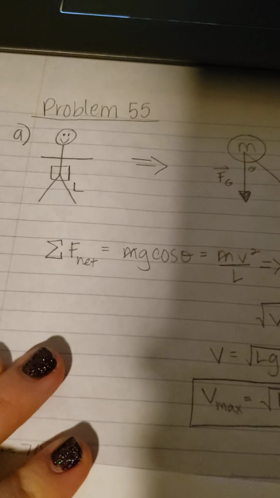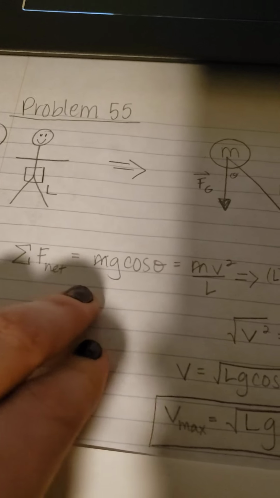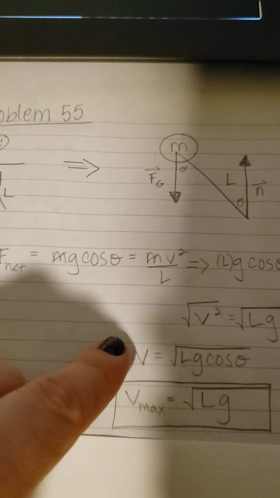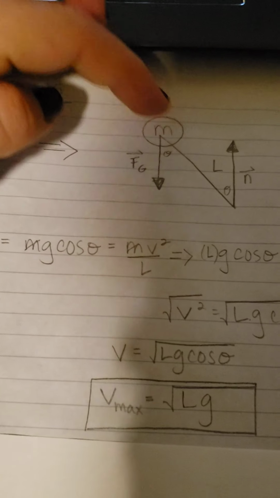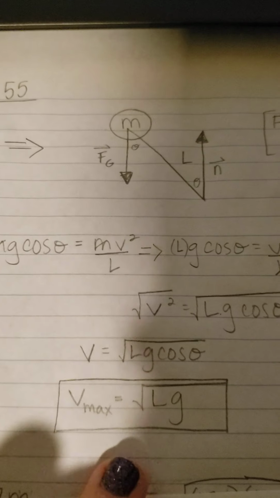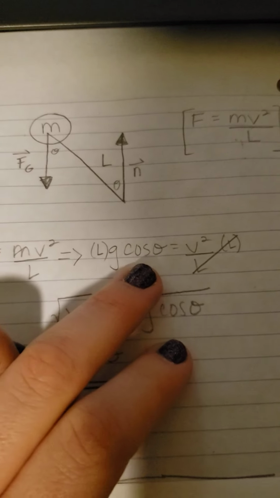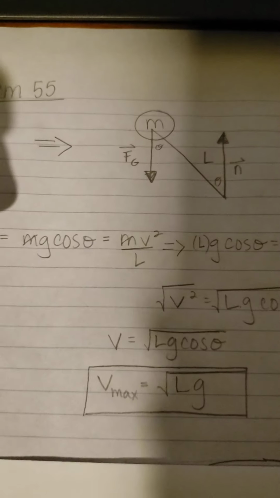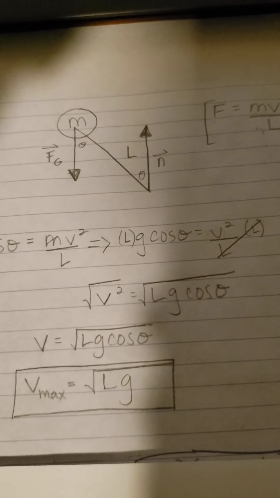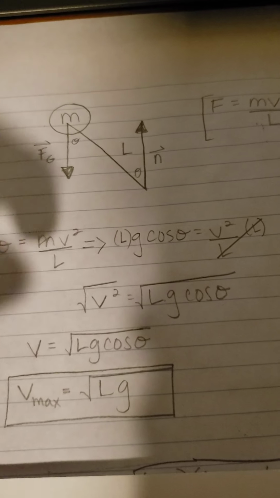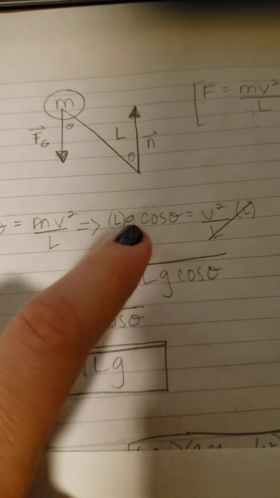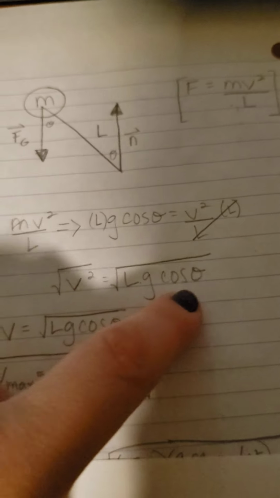So starting off, we want to set our net forces equal to our mass times gravity times the cosine of theta. And then, of course, that's going to equal mv squared over L. To simplify that, we can divide out our masses and then multiply by L, and we're left with velocity squared equals the length of the leg times gravity times the cosine of theta.